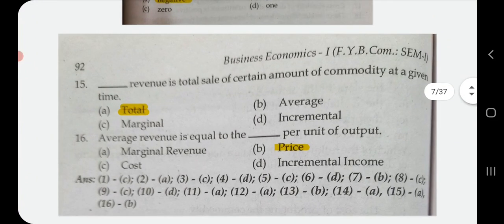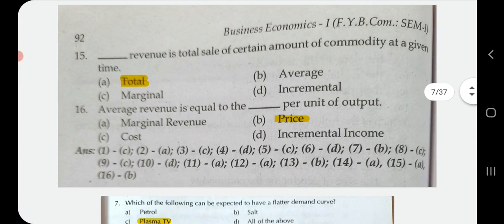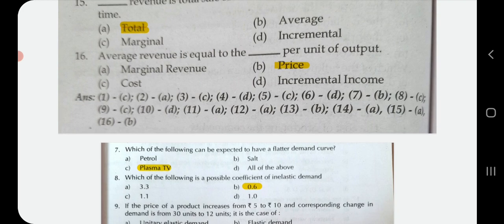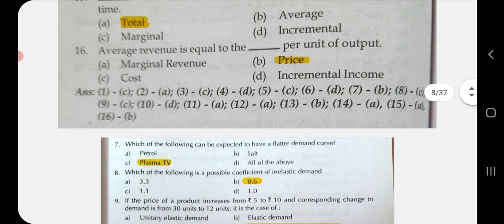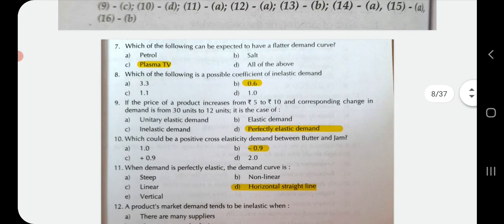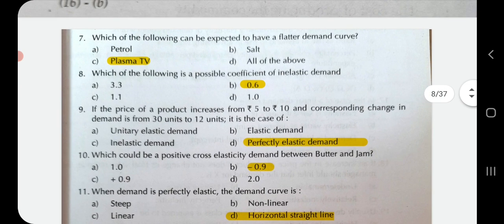Then 15th question, dash revenue is the total sale of certain amount of commodity at a given time, and the answer is total revenue. 16th question, average revenue is equal to the dash per unit of output, and the answer is price per unit of output. Next 17th question is about which of the following can be expected to have flatter demand curve.